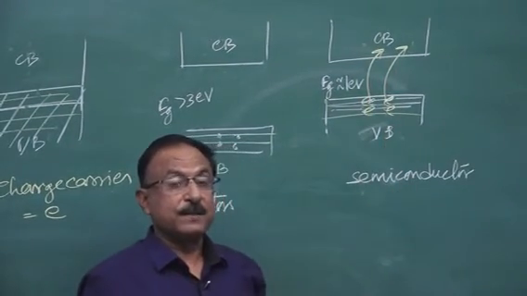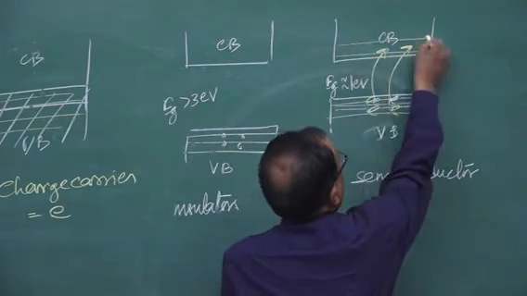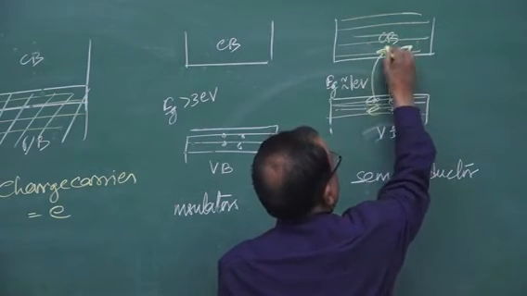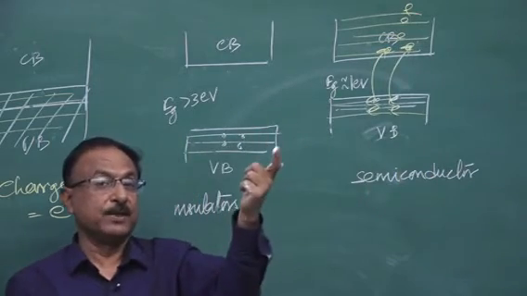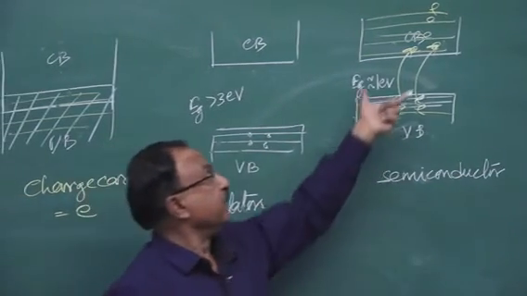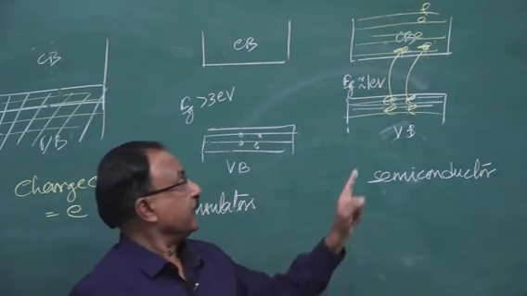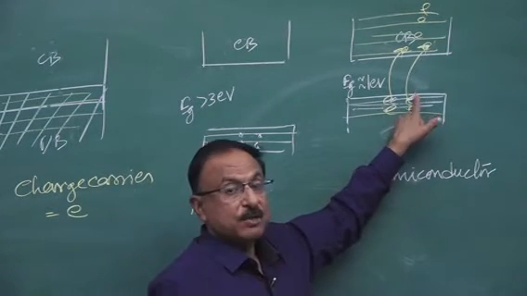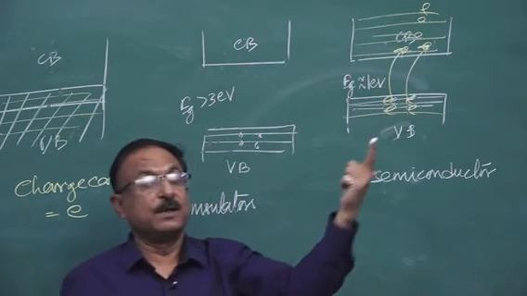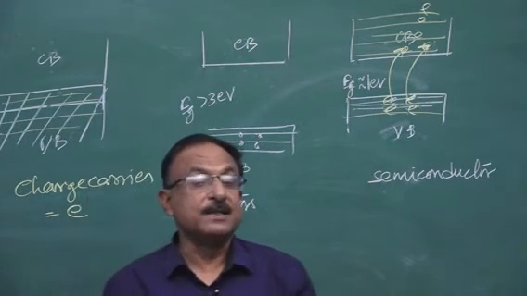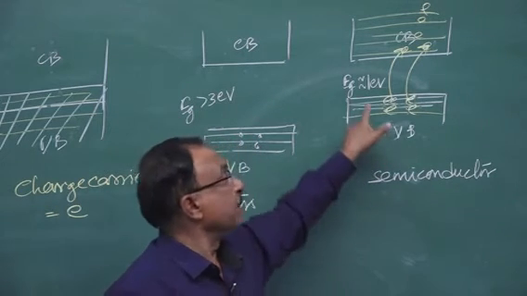So the result is that electrons now will be reaching the conduction band, and they find a lot of free energy levels, and they can move in these energy levels. This way the conductivity will increase. One important thing: with the increase of temperature, with more supply of energy, more and more electrons from the valence band will reach the conduction band. The result is that with the rise of temperature, the conductivity will increase in the case of a semiconductor.